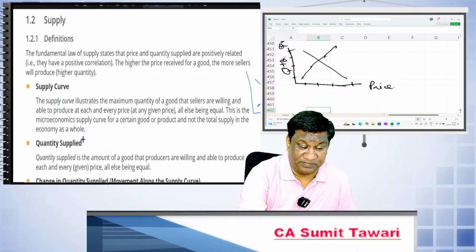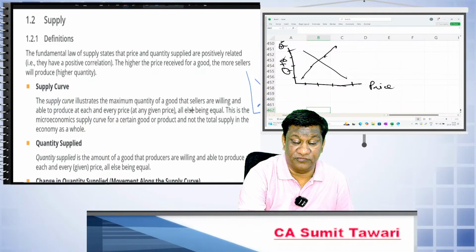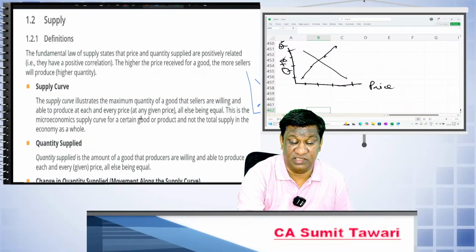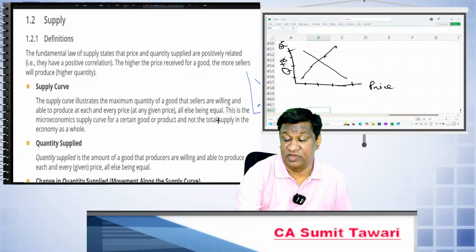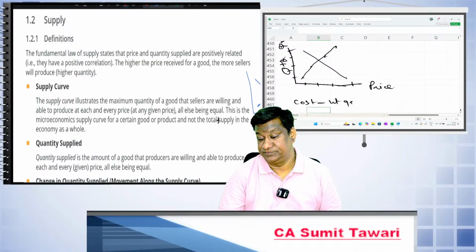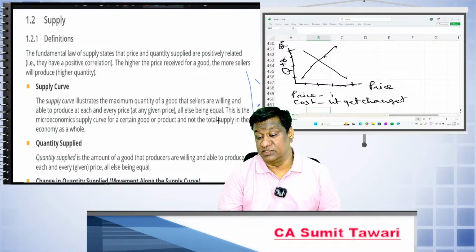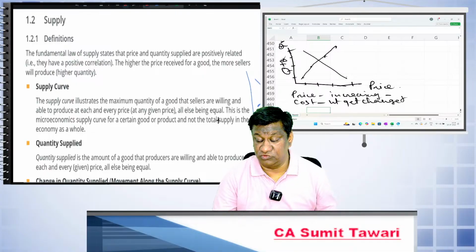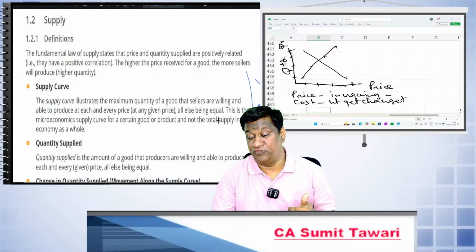The supply curve illustrates the maximum quantity of goods that sellers are willing and able to produce at each and every price, all else being equal. Meaning your cost does not change, but the price is increasing. If the price is increasing and cost does not change, then you can generate more profit, and you are willing to give more supply.